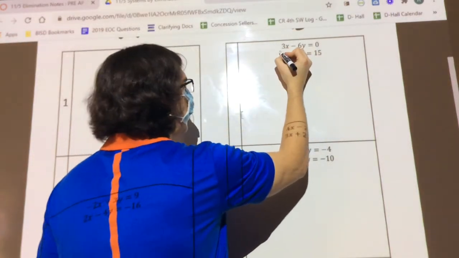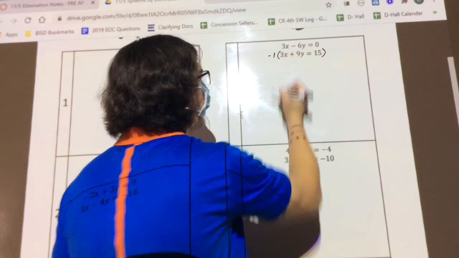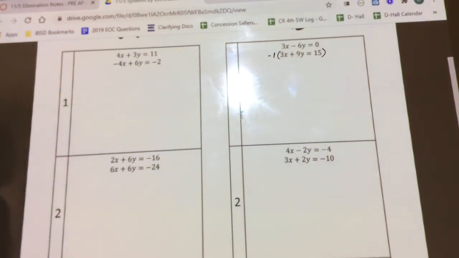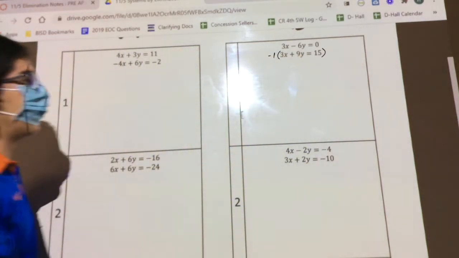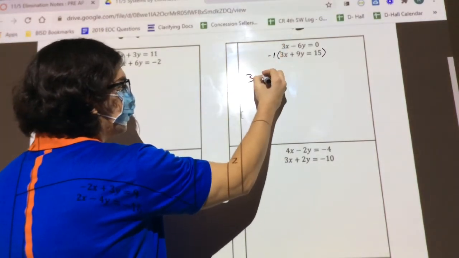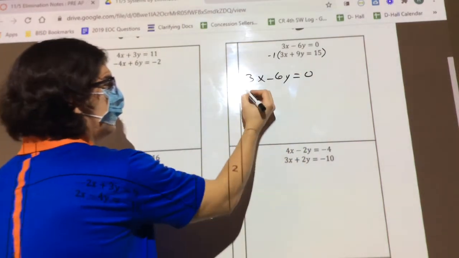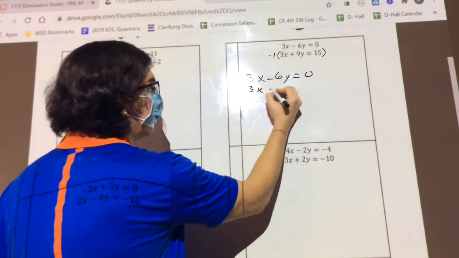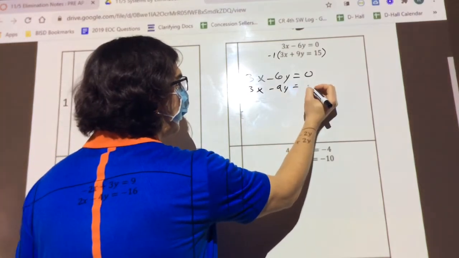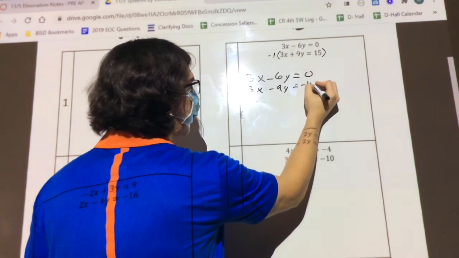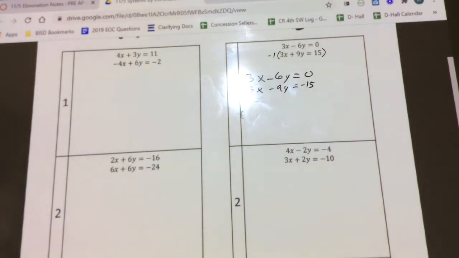I'm going to multiply this entire equation by a negative 1. I'm going to distribute it basically. So when I rewrite it, I'm going to have my top equation, which is 3x minus 6y equals 0, and I'm going to add that to a negative 3x minus 9y equals negative 15. Does everybody see what I did there? Nothing too fancy, nothing too crazy. I just literally multiplied that entire second equation by a negative 1.